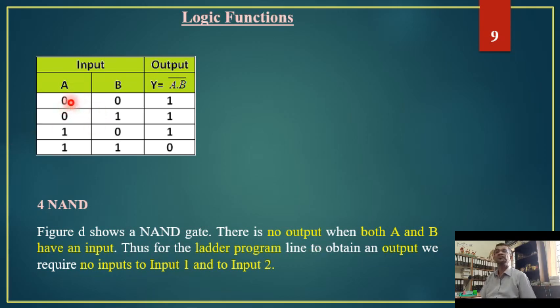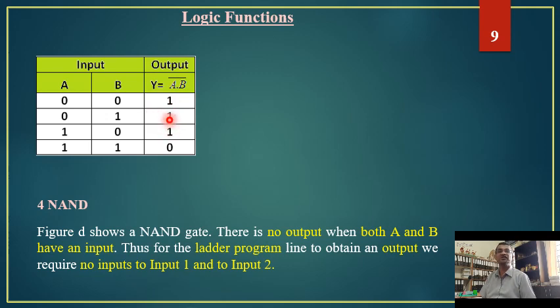When input A is 0 and input B is 0, if it is AND, we should get output as 0. But because this is NAND, we are getting output as 1. If any one of the two inputs is available, output is still 0 in the case of AND, but because it is a NAND, it is inverted to 1. So when any one of the inputs is available, then output is available.